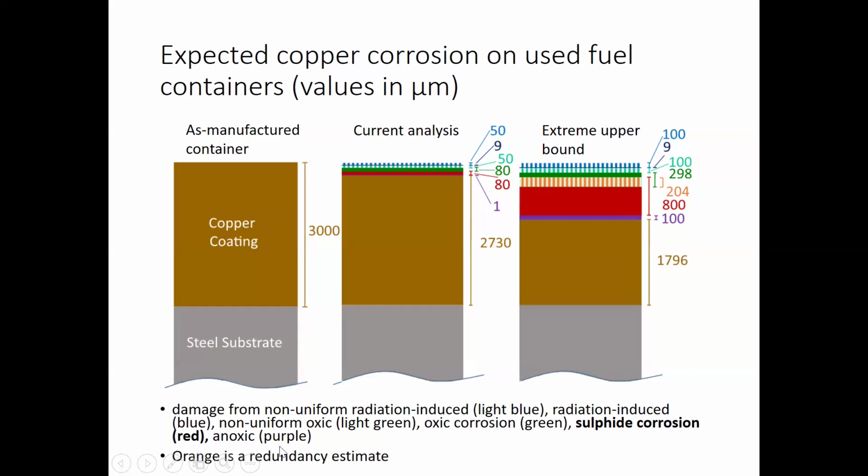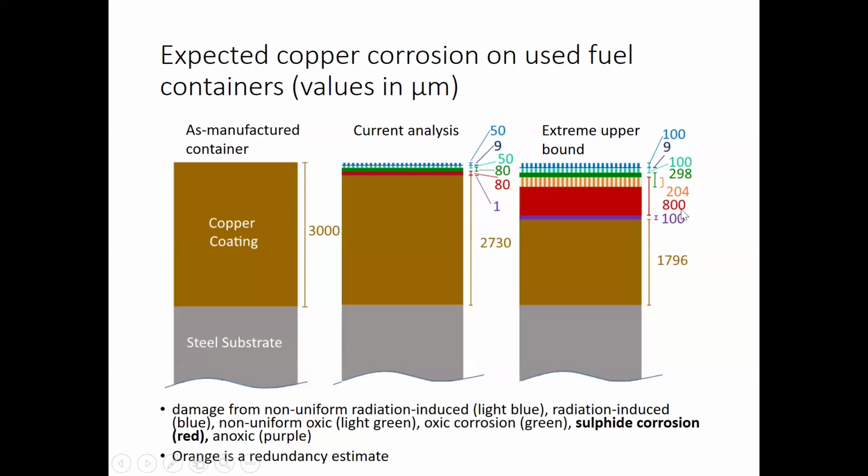So this is your anoxic corrosion. This is what you're expecting after oxygen has been entirely depleted from the system, and you have very small amounts of corrosion due to the presence of radiolysis products. You're going to have a certain amount of anoxic corrosion. It's not going to be very large, but you can expect a certain amount of it present, and that's shown in purple, so about 100 microns.